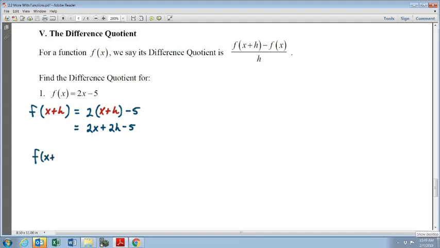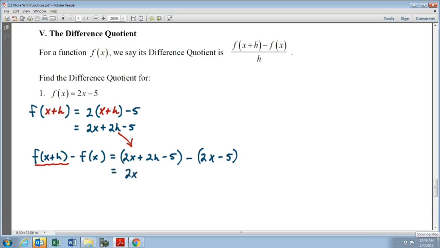Now let's put that together and find the numerator here, f of x plus h minus f of x. Well, that's going to be f of x plus h, which is what we just found, minus f of x. Be careful, we're subtracting f of x, which is a binomial. It's got two terms. You need the parentheses here. So let's go ahead and simplify. We can drop the parentheses on the first part, and then we have to distribute the negative. Notice the plus 5.